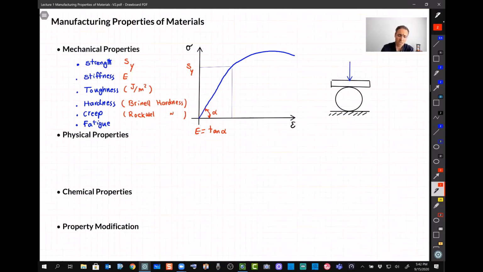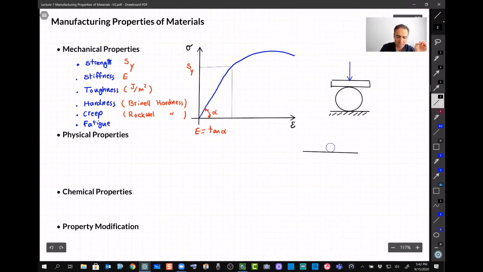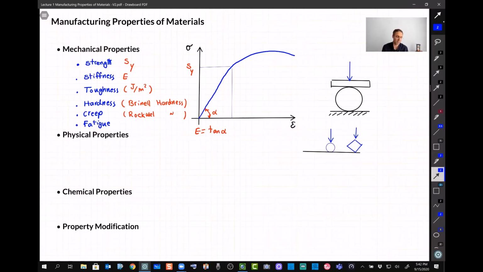It's very easy. So basically in the Brinell test, people use a tool whose head has a spherical shape, apply load on a surface, and measure the indentation. While in a Rockwell test, it's more like a diamond shape. And again, people apply the load and measure the indentation to determine the hardness of the material.